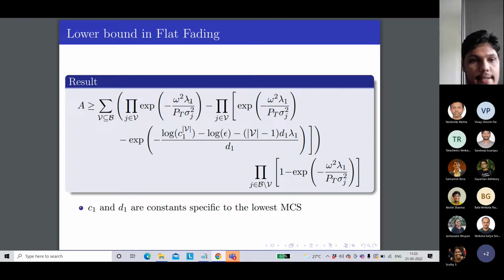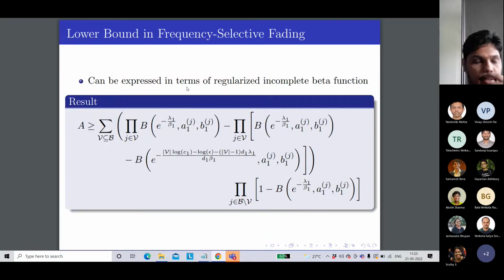For frequency selective fading, this is the expression. We use the beta approximation that we saw just now for JT, so that the lower bound can be expressed in terms of the regularized incomplete beta function. So we saw the achievability expressions for OT and JT.